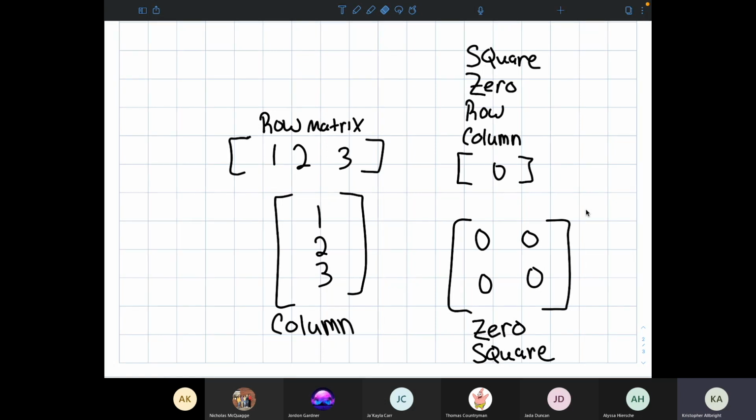They all kind of fit in what you think they would look like. If we called it a column matrix, you would think, okay, it's probably got a column. If it's a row matrix, it probably has a row. If it's a zero matrix, it's filled with zeros.